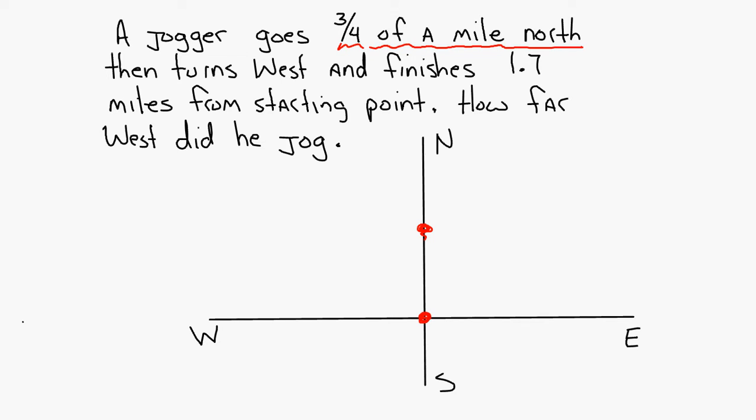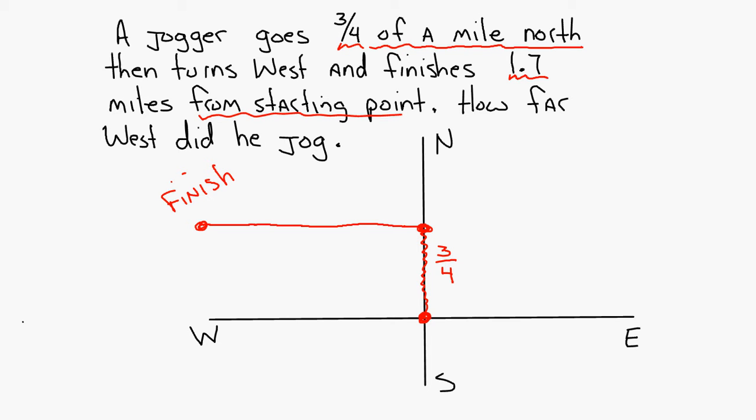And this distance is 3/4 because we went north. It says then he turns west. So he turns west and he finishes 1.7 from the starting point. So watch. He turns west and this guy goes west. And then he finishes. And it says that when he finishes, that he's 1.7 from the starting point.